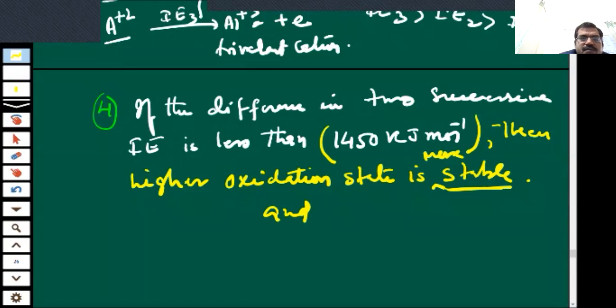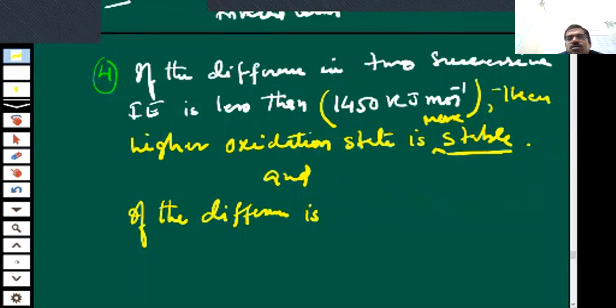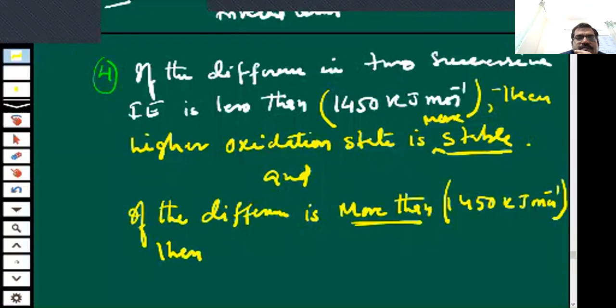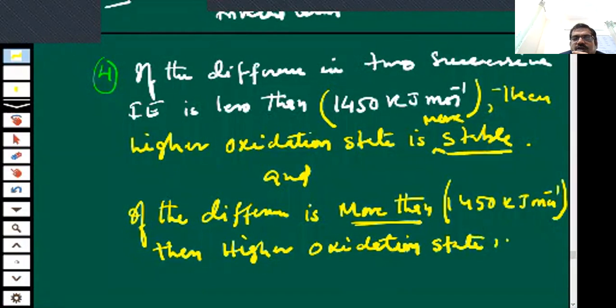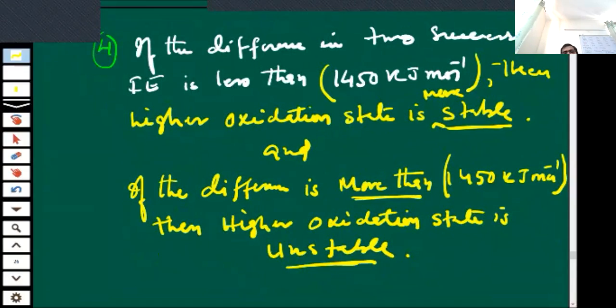And if the difference is more than 1450 kilojoule per mole, more than this, then the higher oxidation state is unstable. Okay, because we require more energy.